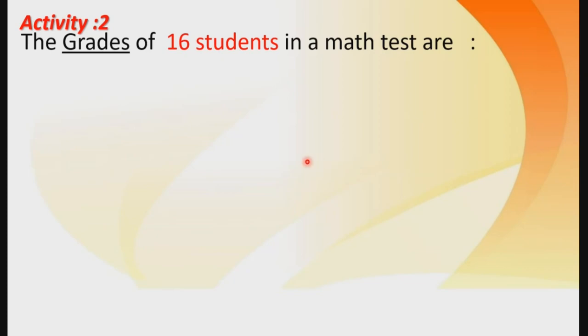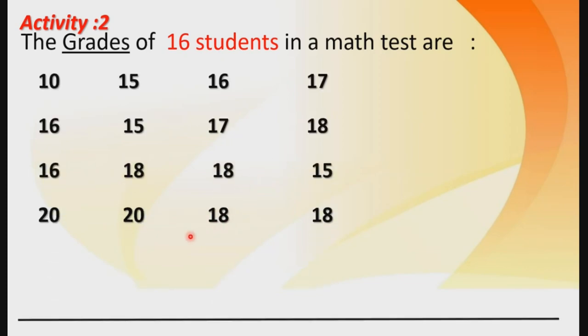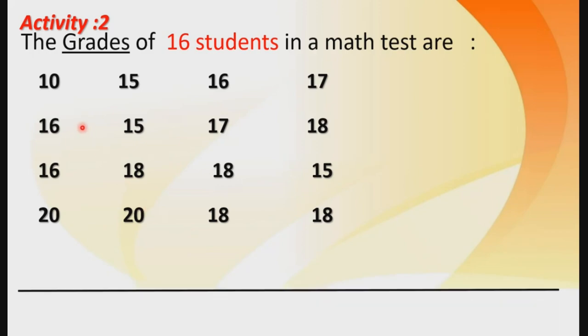Activity 2. The grades of 16 students in a math test came as follow. Can you tell me what are the observed grades here? The observed grades are 10, 15, 16, 17, 18, and 20. Good. And how many times is each grade repeated?